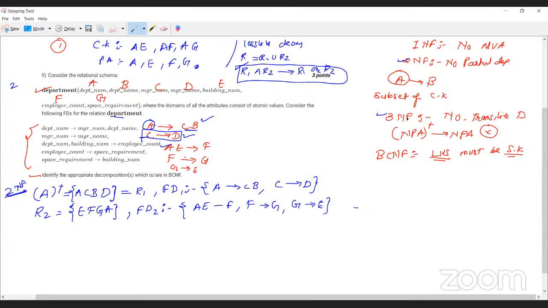Now let us check for 3NF. Let's say in the functional dependencies given in the original question, we have A determines G, then G determines C. By Armstrong's axiom, we can say A determines C. So A determines C should also be a part of R1 in that case, although A determines C wasn't given in the original dependencies.